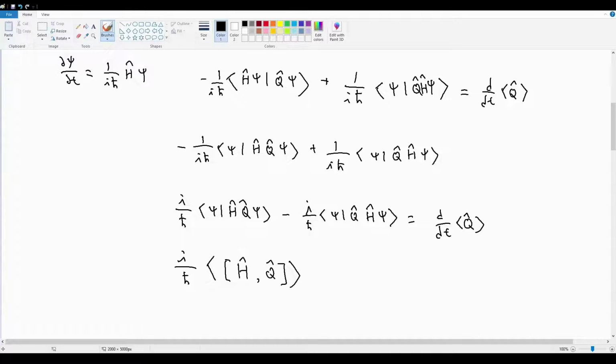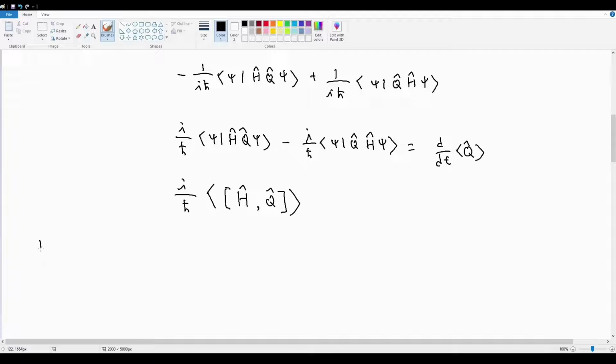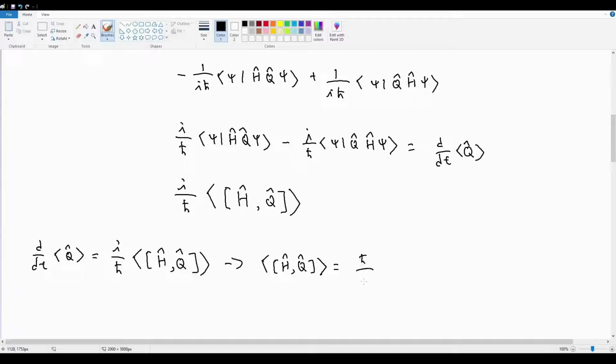Okay, at this point, let's rewrite this equation. I have d by dt of the expectation of q hat is now directly related to i over h bar times the expectation of the commutator between the Hamiltonian and my operator of interest. So let's rewrite this in terms of the commutator instead. The commutator of h hat and q hat is going to equal h bar over i times d by dt of the expectation value of q hat.